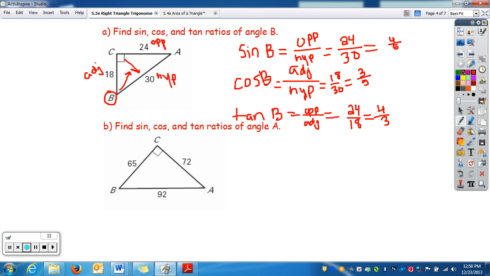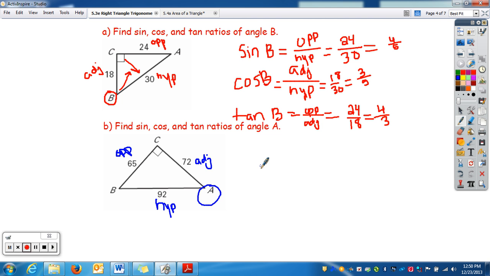So now let's look at the bottom one. We are looking at angle A. Alright. So if I want to find the sine, cosine, tangent of angle A, I need to identify what my sides are. This is my hypotenuse. It's across from the 90. My opposite side of A is 65. My adjacent side, what's next to A, is 72.